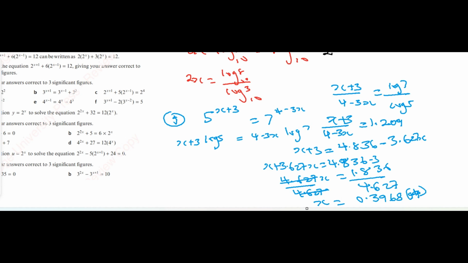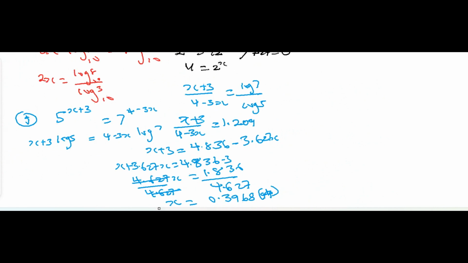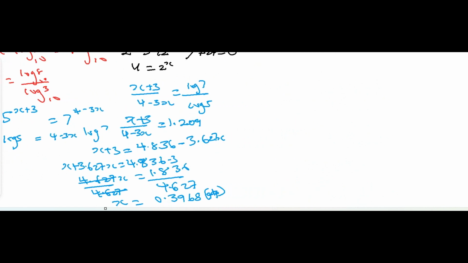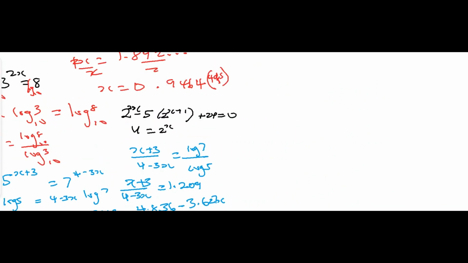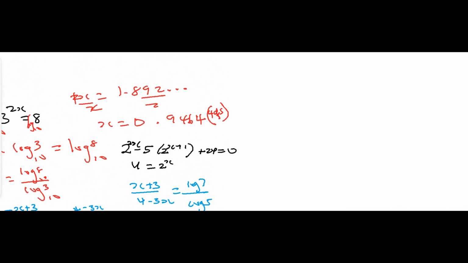2 raised to power 2x minus 5 bracket 2^(x+1) plus 24 equals to 0. And he asks us to take u is equal to 2 raised to power x. All right, let's see how to apply this. Let me move up my space so that I can see. Okay, I'm writing the question here again.